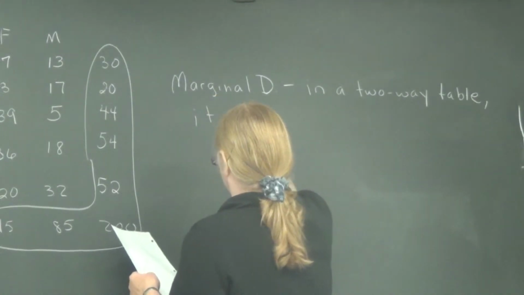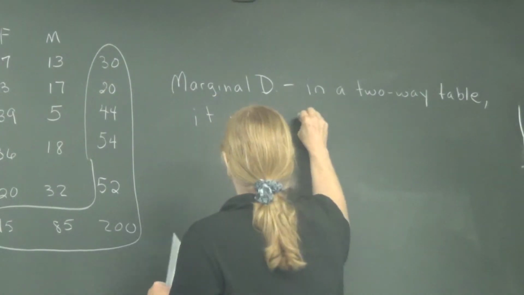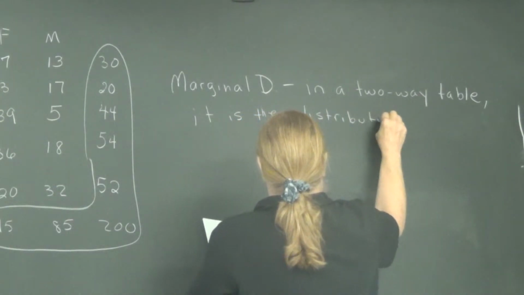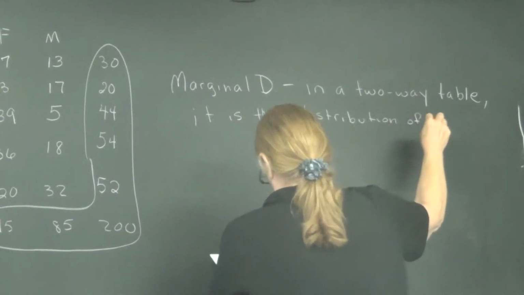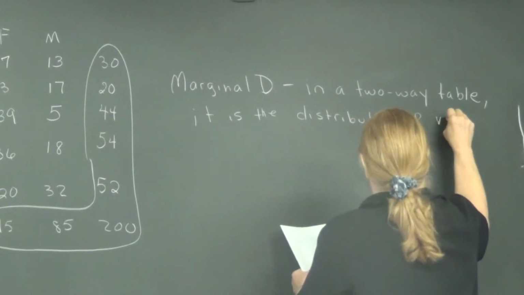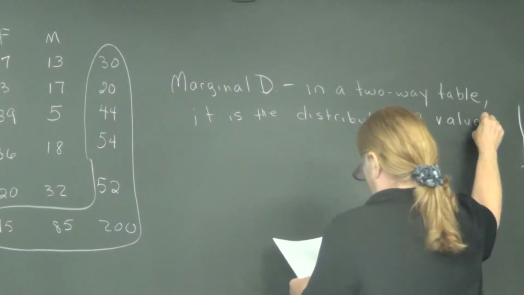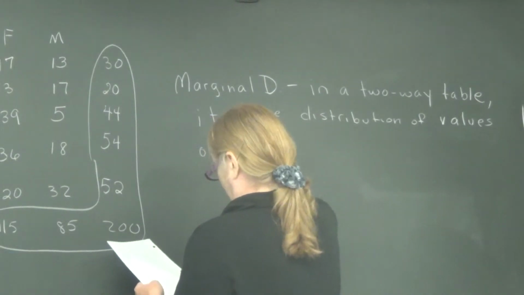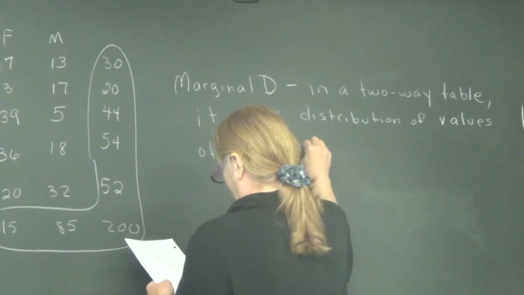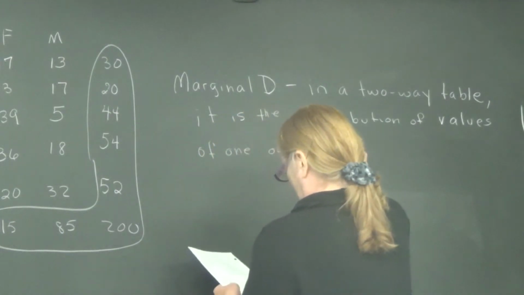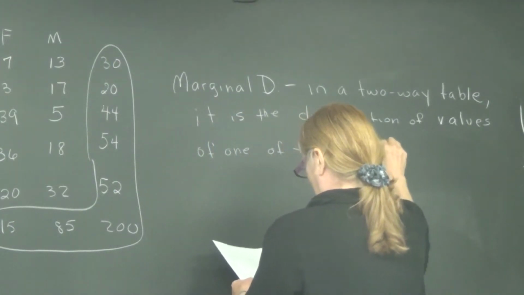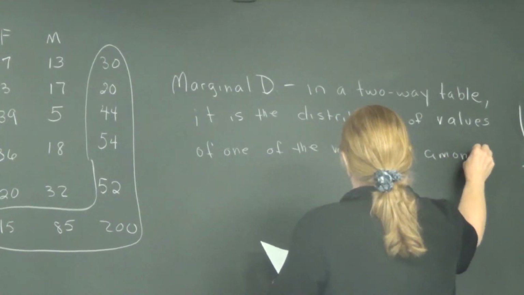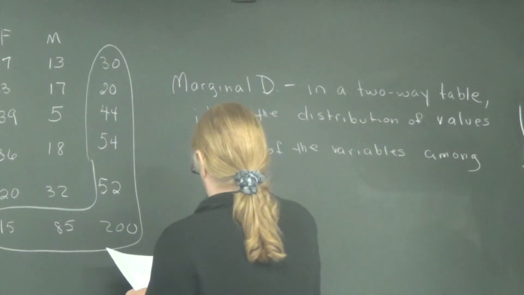It is the distribution of values of one of the variables among all the individuals.